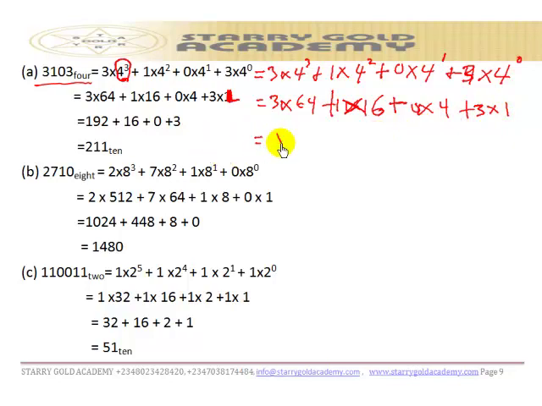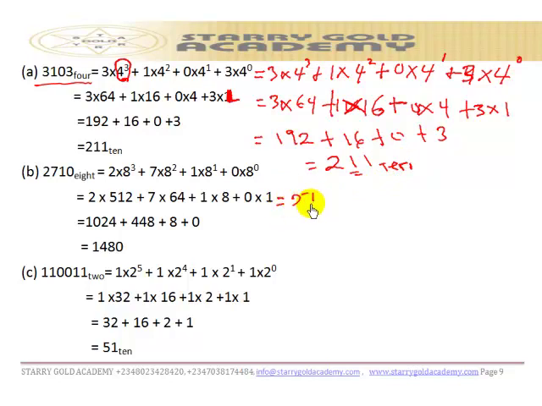64 times 3 is 192. 1 times 16 is 16. 0 times 4 is 0. 3 times 1 is 3. And then successfully you have converted a number from base 4 into base 10. You have 211 base 10. Alright, let's work out a second example.